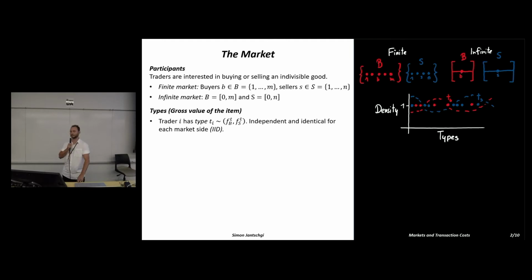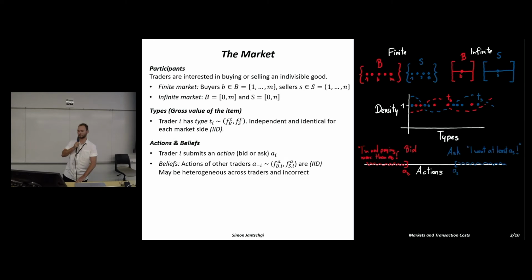And we assume that these types are just drawn from two probability distributions in an independent way for buyers and sellers. In finite markets and in infinite markets, we assume that the types are distributed according to measures which follow exactly the same densities. Now, given their types, traders must submit an action to the market maker, and these actions correspond to bids or asks. For a buyer, this is basically a signal of their maximum willingness to pay. So I'm willing to accept any market price below it, but I'm not willing to trade for a market price above it. And for a seller, it's an ask, it's completely the other way around.